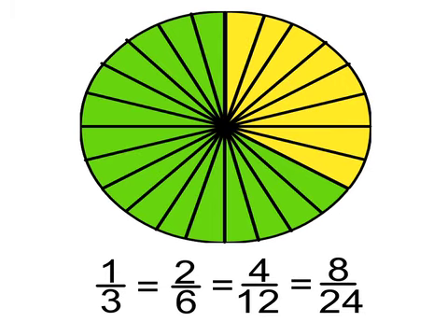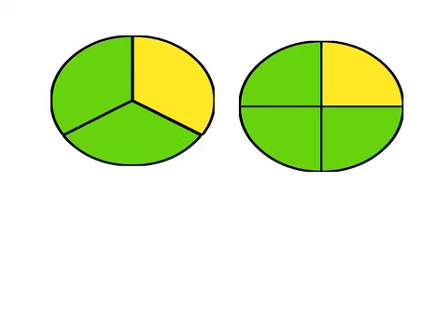And finally, we divide it into 24 pieces. 8 are yellow. 8/24 is equal to 4/12, which is also equal to 2/6 and 1/3.